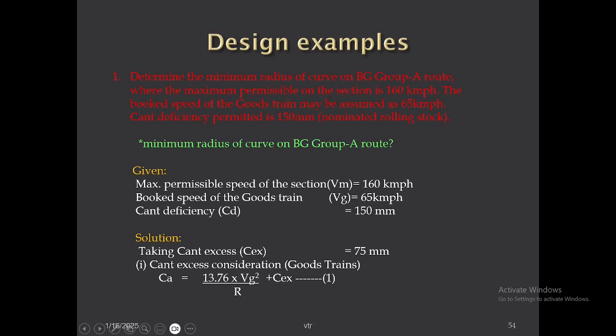Here, since cant excess is not given, we are taking 70 mm, because 70 mm cant excess is permitted for all trains. There is no problem. Even if it is not given, we can straight away take cant excess equal to 70 mm. But cant deficiency will vary. It depends upon the rolling stock. Sometimes it may be 150 mm, sometimes 100 mm, sometimes 75 mm. If it is specifically given, we can take it, otherwise we have to assume. But as far as cant excess is concerned, it is 70 mm for all trains. So this is the actual cant equation with cant excess consideration.